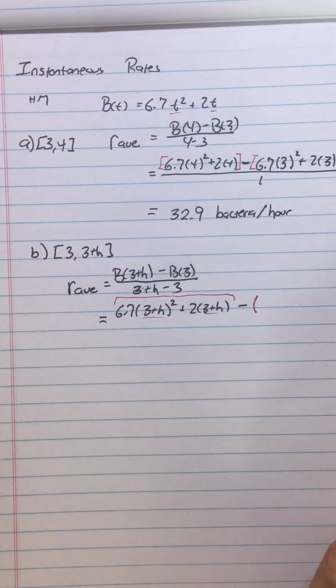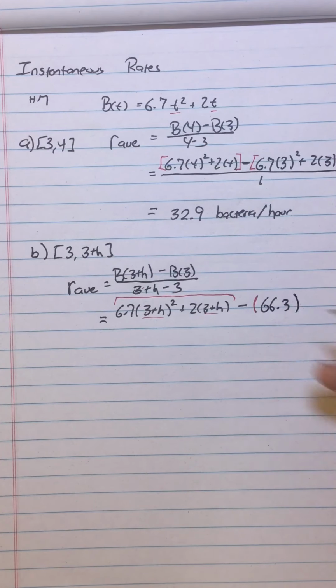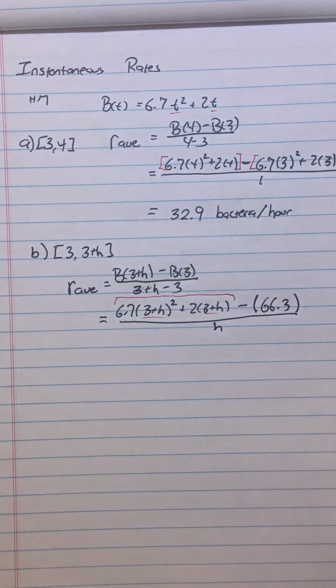Maybe I should just do that now. Maybe I did it in my notes somewhere. It's 66.3, is that the correct number? Yeah, it's 66.3. Then I don't need the parentheses, right? Yeah, but I put them anyway, so whatever. All right, now my denominator simplifies to be just h.